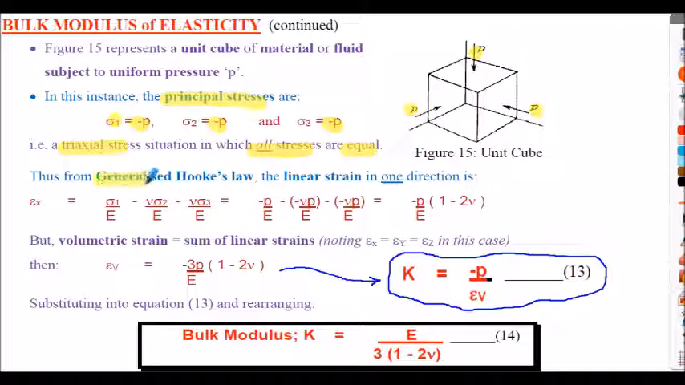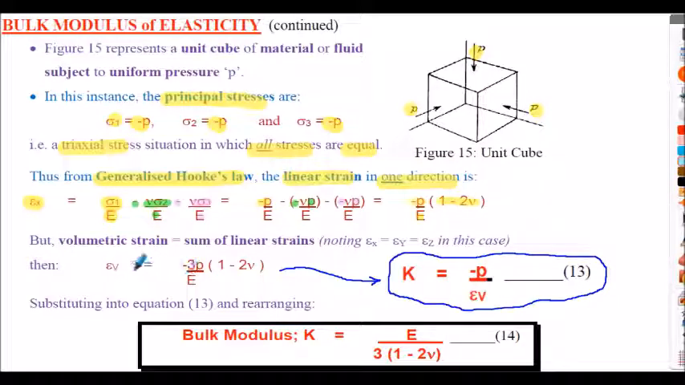And from generalized Hooke's law, we derived earlier, the linear strain in one direction, we use epsilon x in this case, is stress 1 upon E, minus the Poisson effect of stress 2 upon E, minus the Poisson effect of stress 3 upon E. But in this case, stress 1 is negative P, stress 2 is negative P, and stress 3 is negative P. So that simplifies to negative P upon E multiplied by, in brackets, 1 minus 2 nu. Just a factorization of the numerator because negative P is common to all terms.